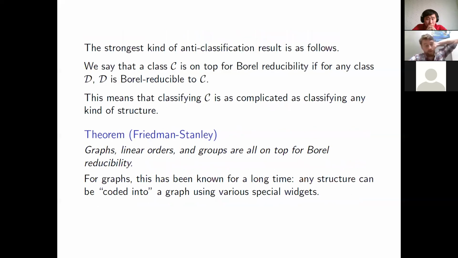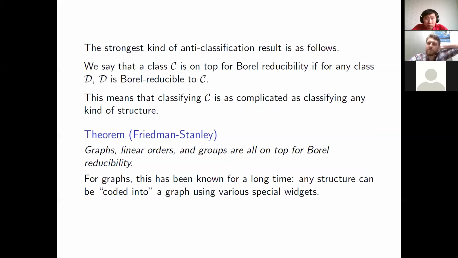For anti-classification results, the strongest kind you could get is this, and there are examples of really strong anti-classification results. You say that a class C is on top for Borel reducibility if it's as complicated as any other class of structures. It's on top for Borel reducibility if any time you take any other class D, D is Borel reducible to C. So C is maximally complicated among classes of structures.